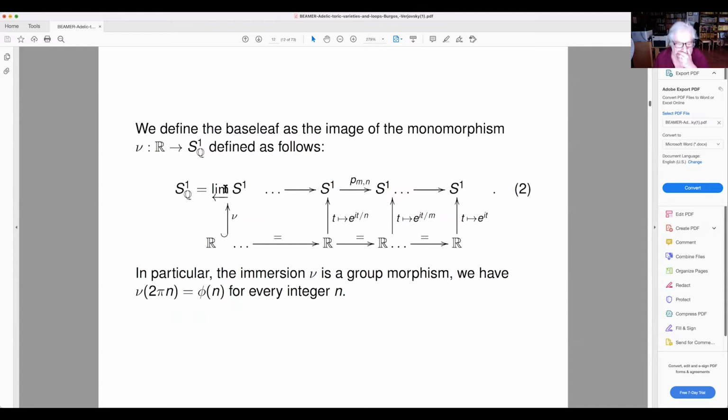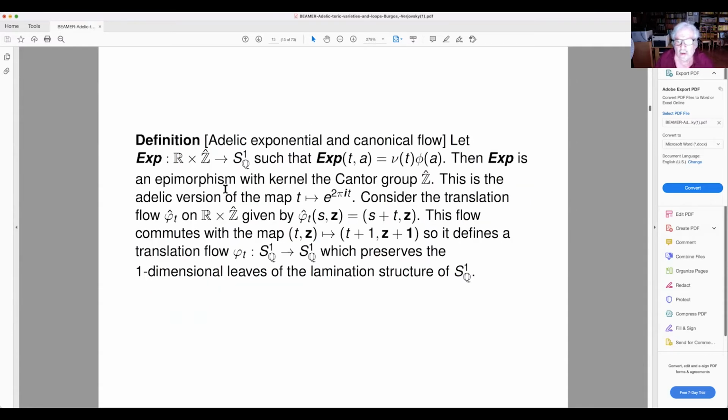But it's important to realize that it's also a group. And actually, the first thing we learn in school is that the universal cover of the circle is the real line, and the map is the exponential map. Well, here we have the exponential map also.